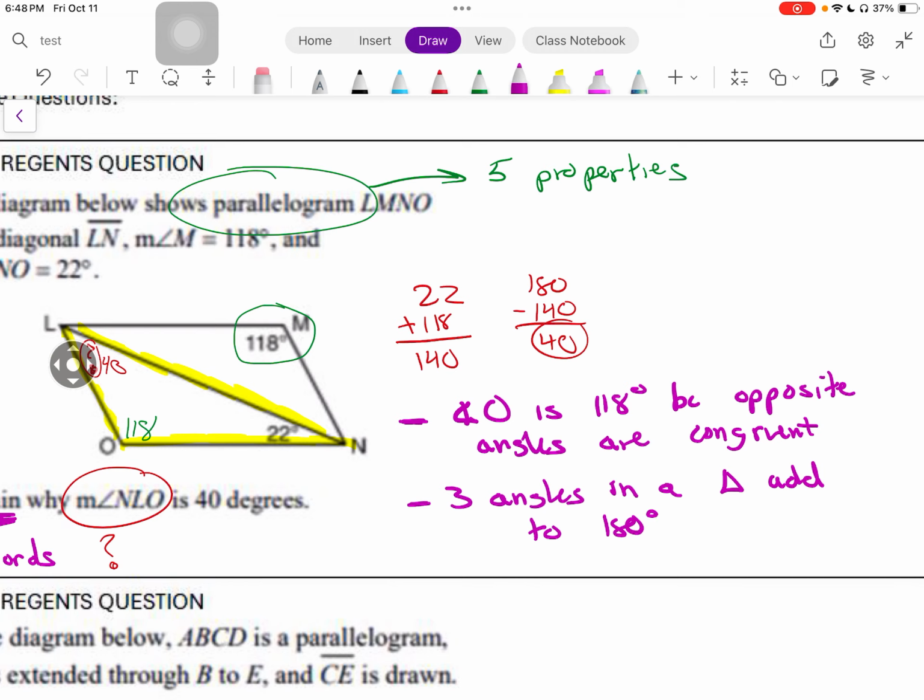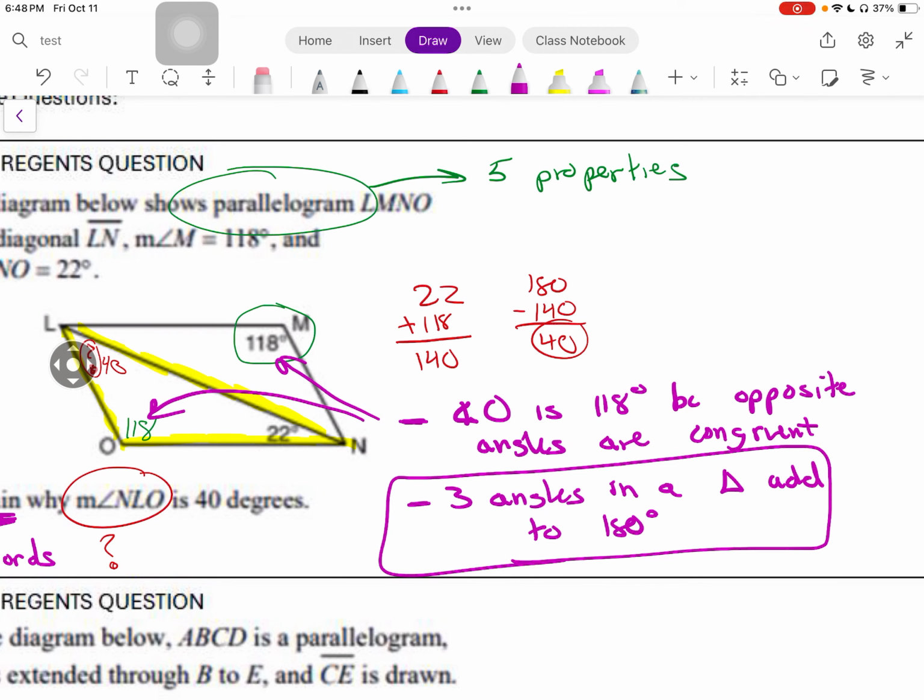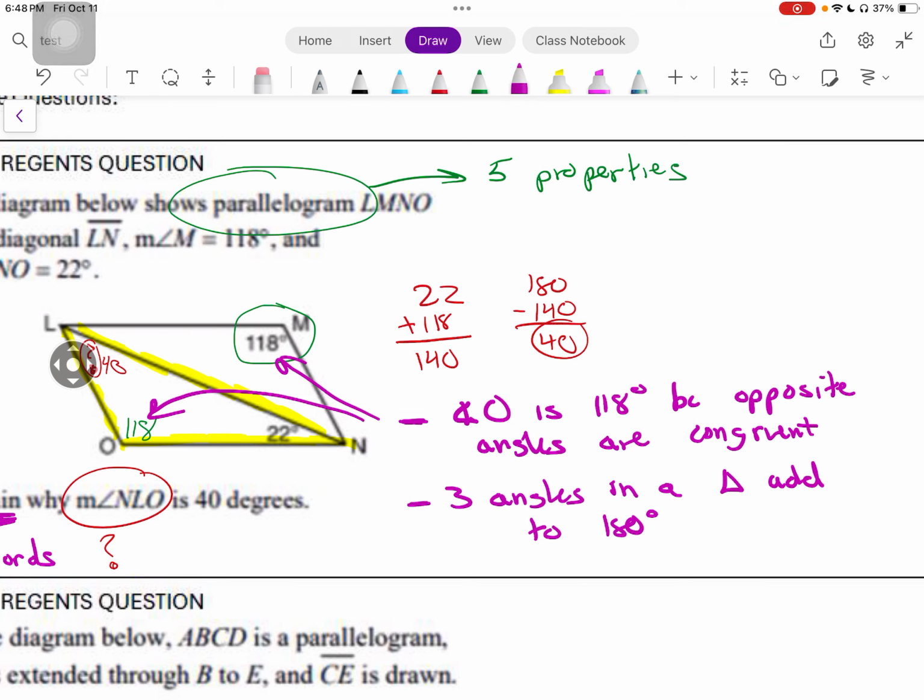Now, again, we don't have to go super in depth here because the angle O part we labeled in the picture, and the 3 angles adding to 180, we kind of showed that over here. So I don't really have to go super in detail because I showed my work that went along with the explanation, right? But explain means in words.